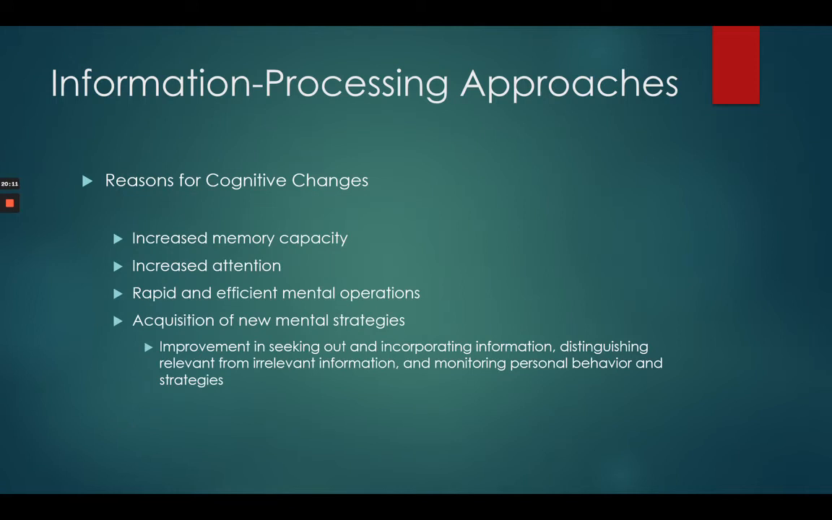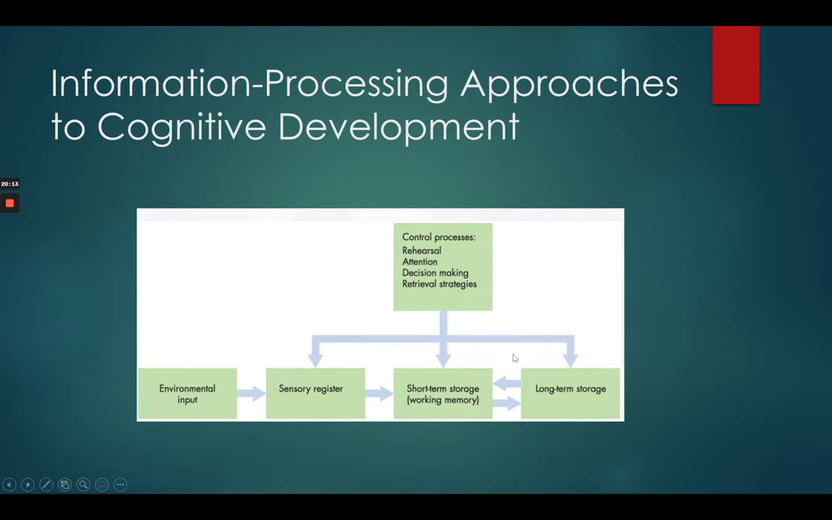So it says here rapid and efficient mental operation. What does that mean? There's good strategies. Kids as they get older in middle childhood have good strategies for how to pay better attention to things. How do I do things to help me store things in my long-term memory? If I saw something before, how can I remember it? So, retrieval strategies. Piaget talked about metacognition. This is related to this too.